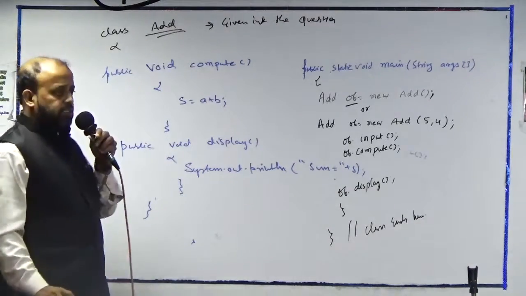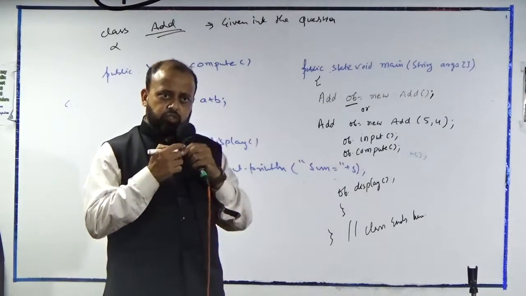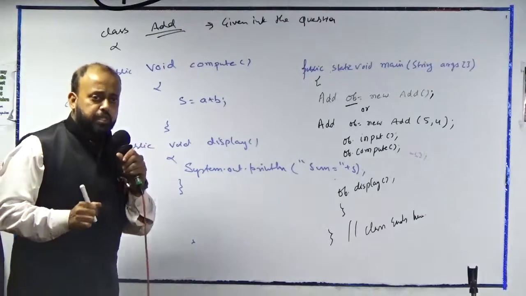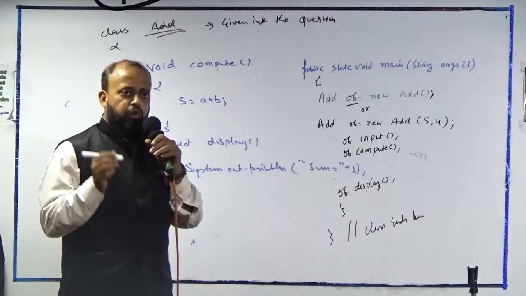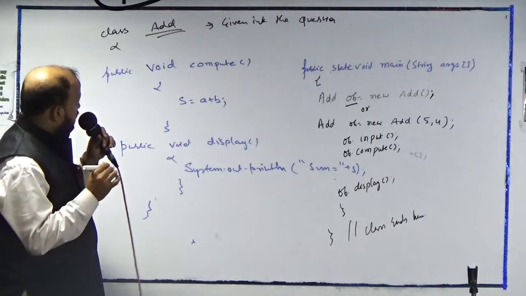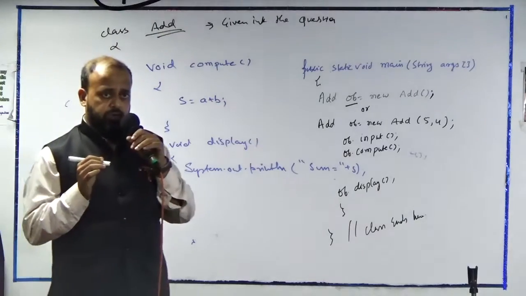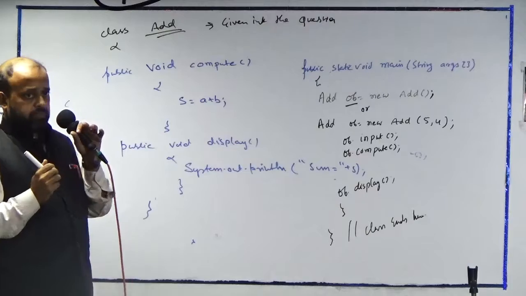Use appropriate constructors, whichever is told. If only the default constructor is told, use that. If the parameterized constructor is told, use that. Don't use extra methods or extra variables in the data member area. You can use extra variables in your compute method.